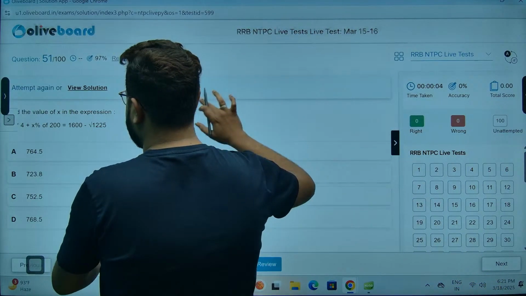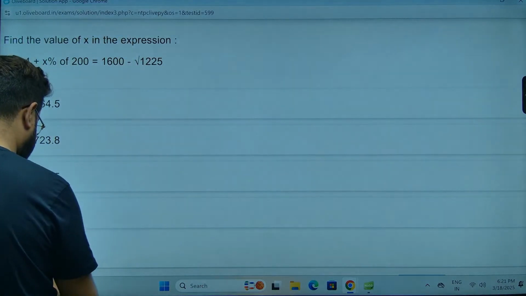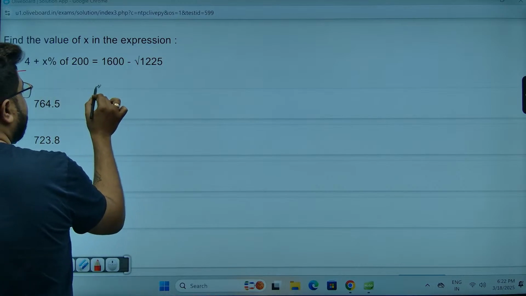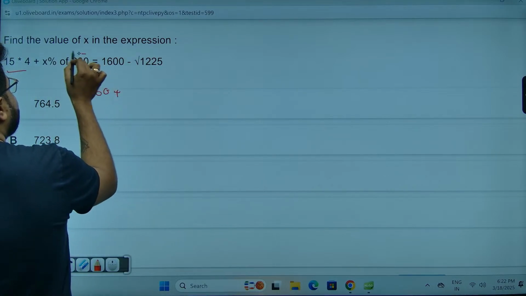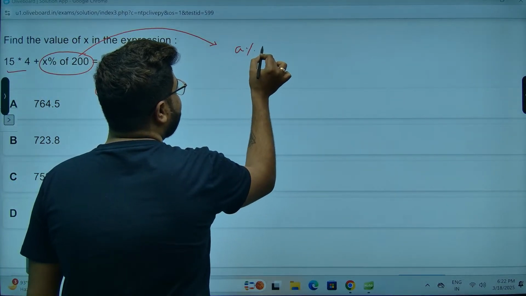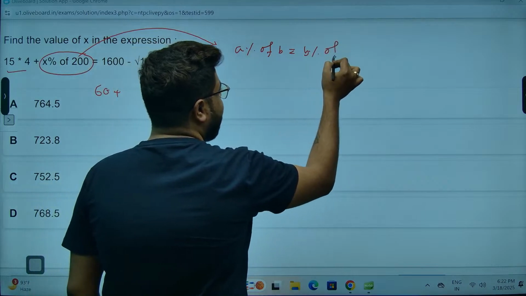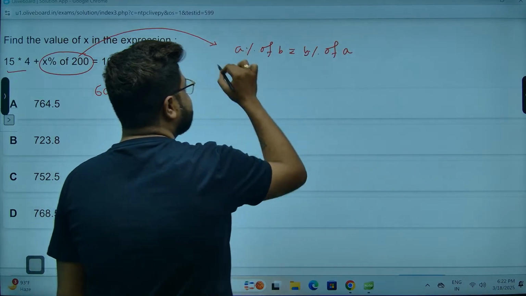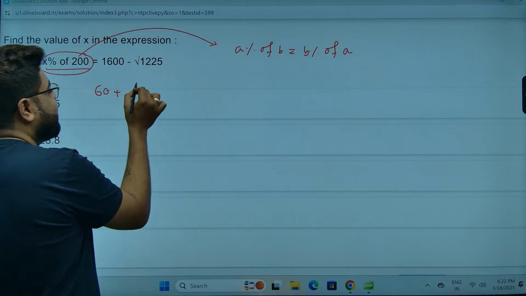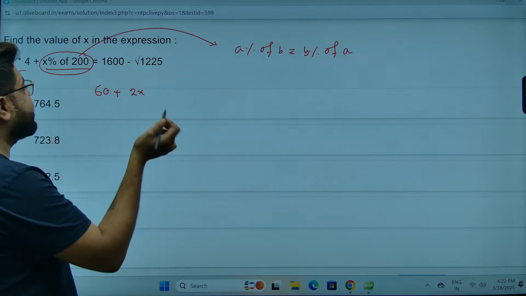Sir, this is a good, easy question. Let's see. 15 times 4, sir, is 60, plus X% of 200. Always remember, A% of B can be written as B% of A. I can change it, and the value doesn't change because both are AB by 100. So I can say 200% of X, meaning 2X. 200% means 2. You see how easy it becomes?